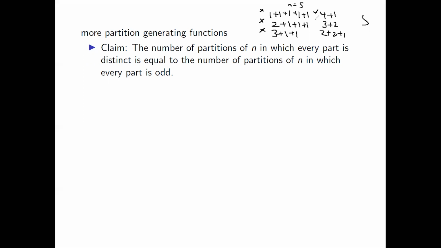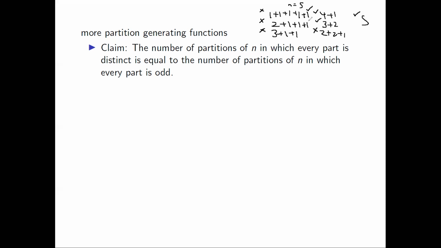Distinct parts. 4 and 1 are the only parts, and they only occur once. 3 and 2 only occur once here. That's good. 5 only occurs once here. That's good. And 2 plus 2 plus 1, repeated parts. It's bad. Now, on the right side, we can check partitions of n in which every part is odd. Are all the parts odd?